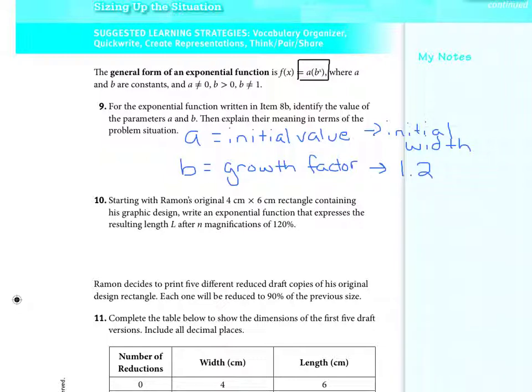So how could we express the length as a function of that magnification rate? Well, what did we start with? The length started at 6 centimeters. And again, our growth factor is 1.2 because that's what we'd be multiplying by each time.